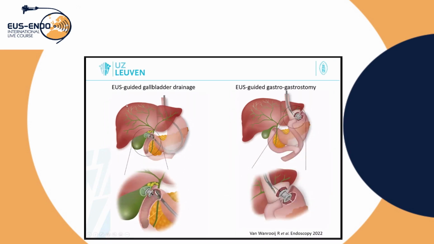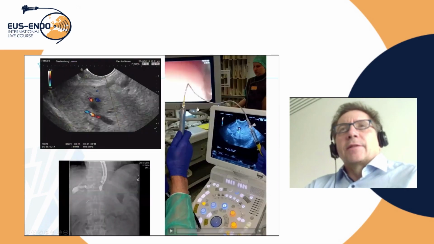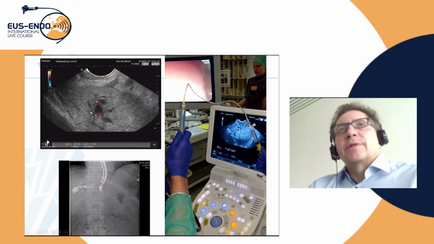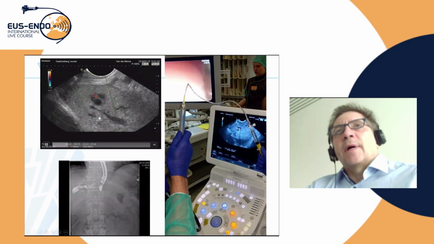I'm not going to talk about gallbladder drainage, nor about EUS-guided gastrogastrostomy, which was so elegantly done by Dr. Bertrani. So, the principle of performing this technique from the proximal stomach: we would position the endoscope, and we would then identify dilated bile ducts.